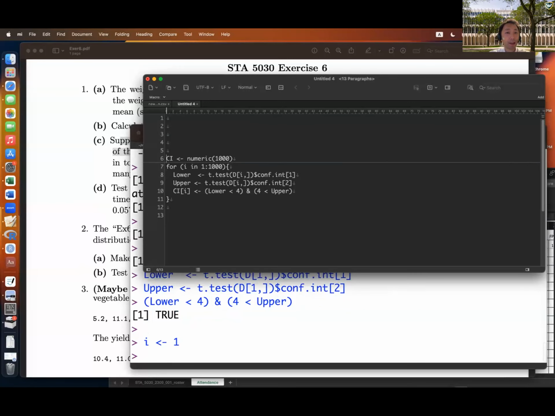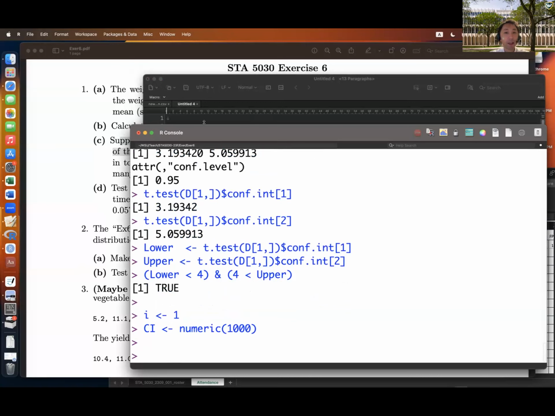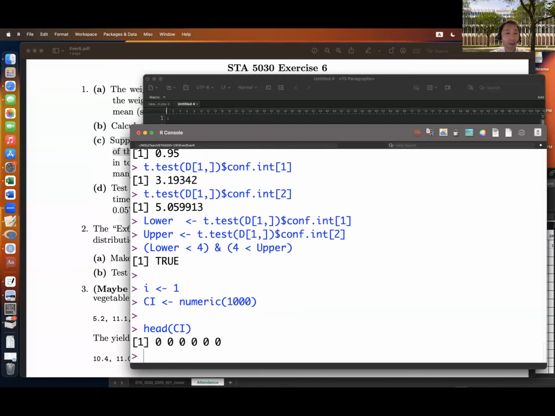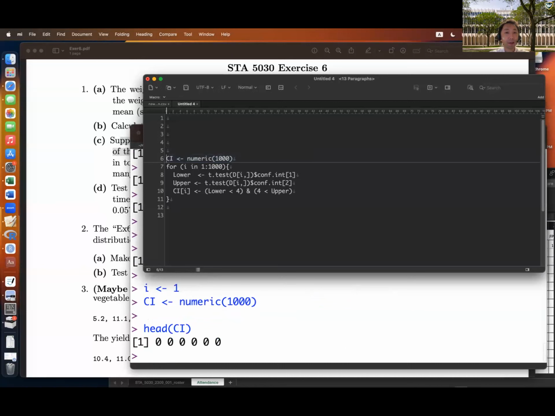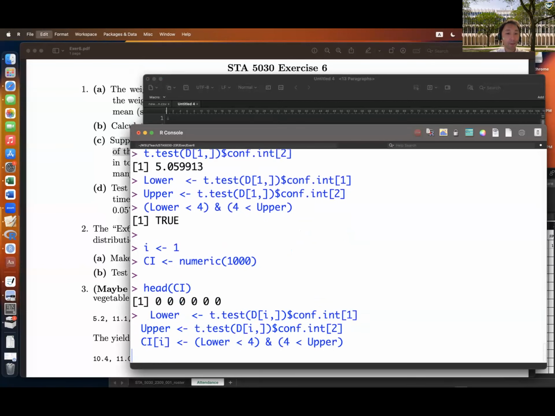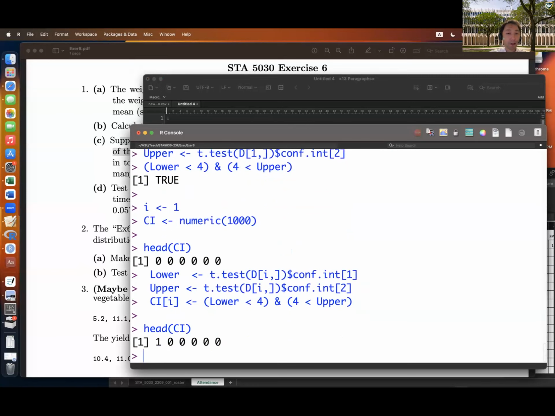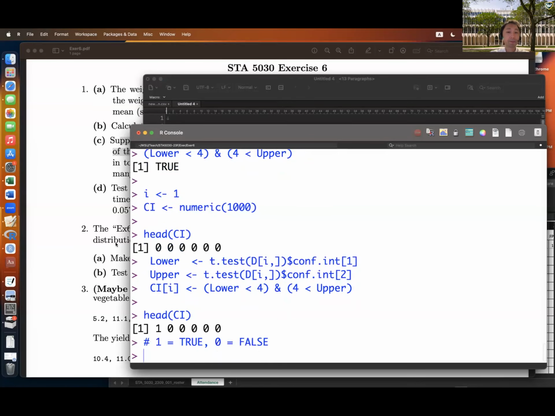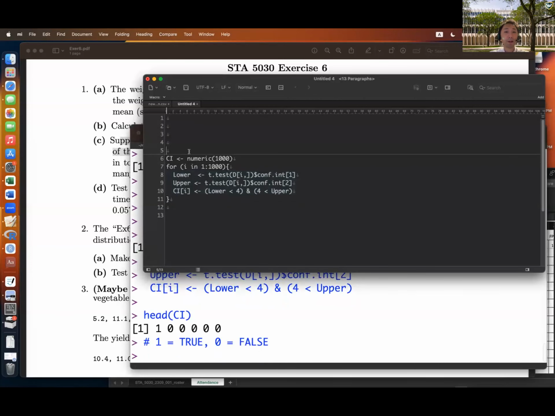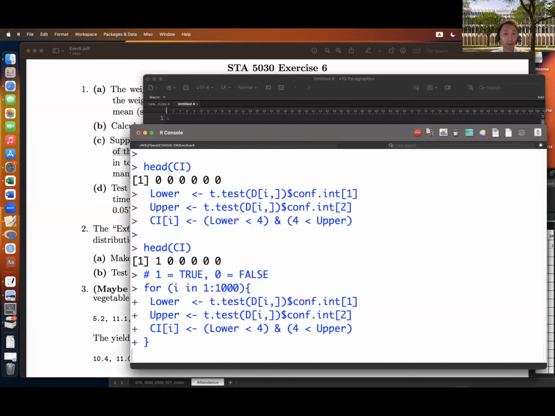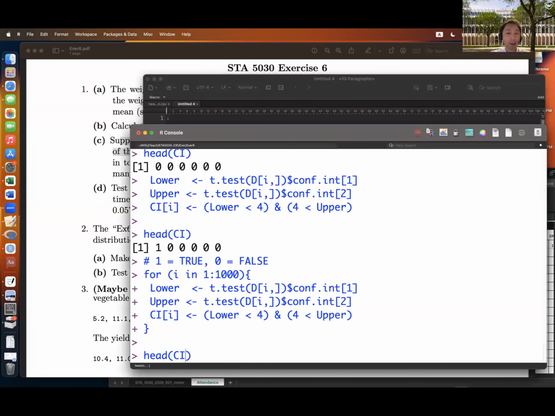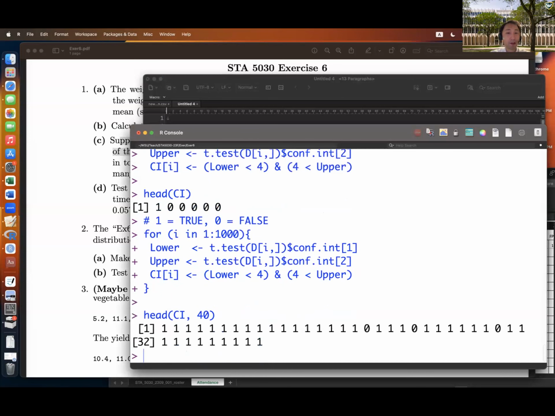For these 3 lines, maybe we have to define Ci, and the Ci is just the empty vector. If you plug in these 3 lines, then we get the first number as 1. 1 is true, and 0 is false. So we want to do this for i from 1 to 1,000. Then you can see the head of Ci, maybe the first 40 observations.